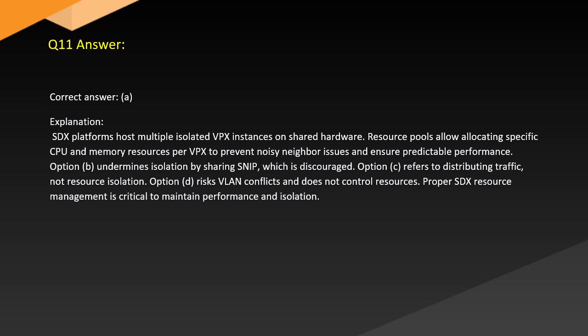Option B undermines isolation by sharing SNIP, which is discouraged. Option C refers to distributing traffic, not resource isolation. Option D risks VLAN conflicts and does not control resources. Proper SDX resource management is critical to maintain performance and isolation.